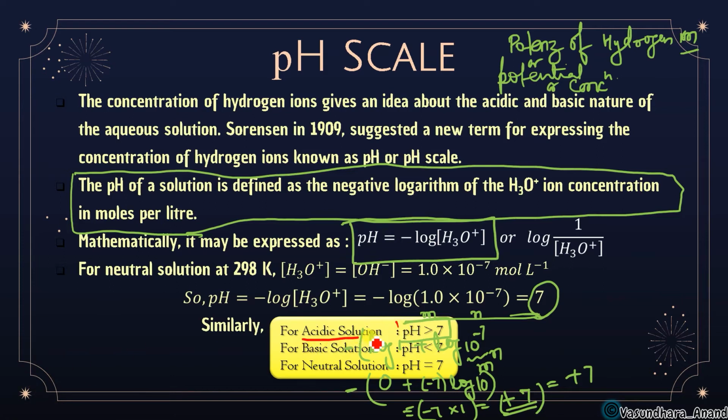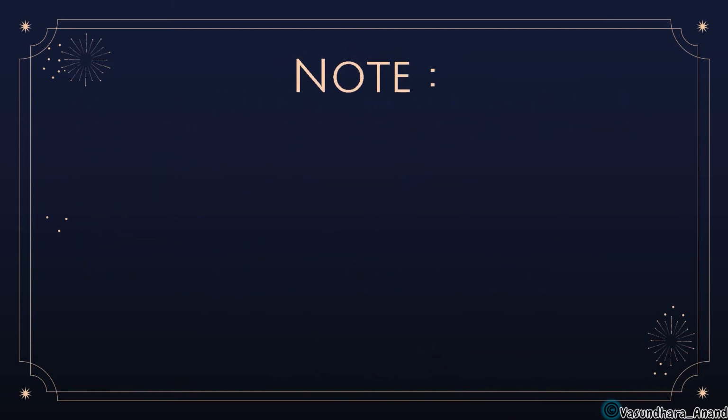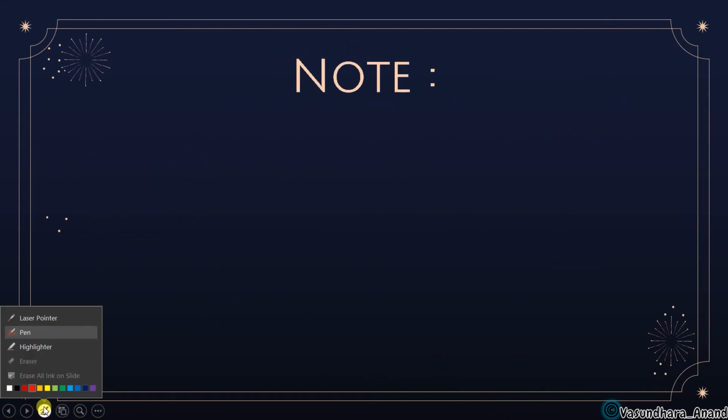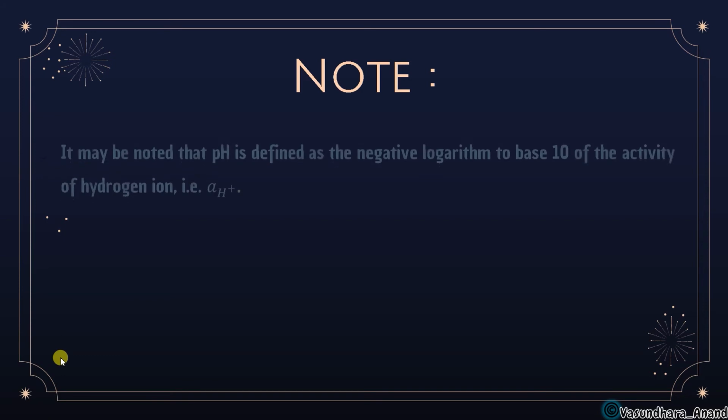For the acidic solution, pH will be greater than 7. For basic solution, pH will be less than 7. For neutral solution, pH will be equal to 7. Yes? Okay, now again note that there is some important point.